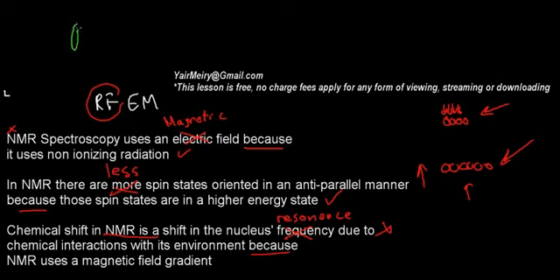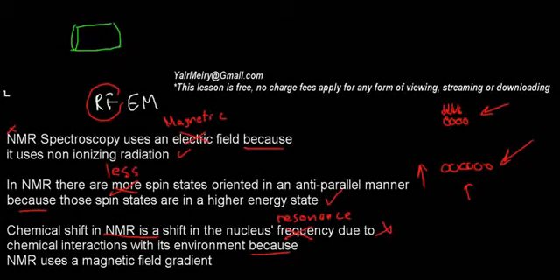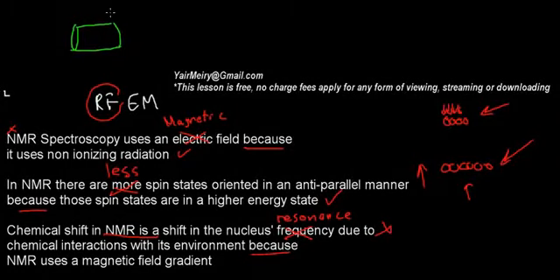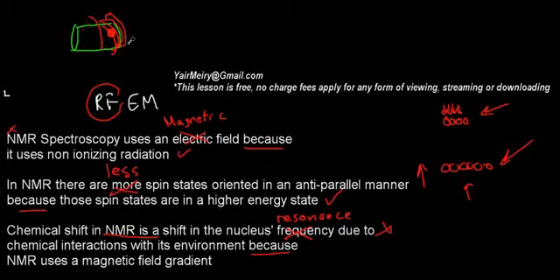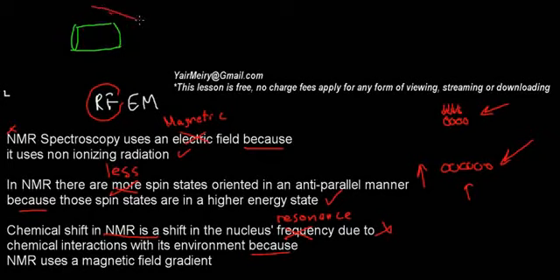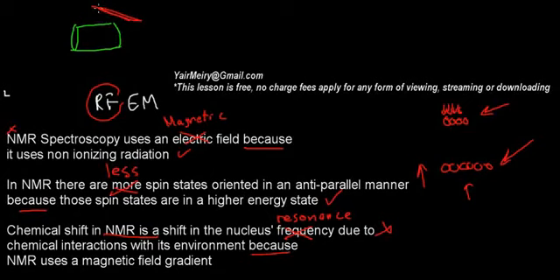A magnetic field gradient, if this is my tube, would be a magnetic field applied in a stronger amplitude in one place than the other. It is not uniform throughout. A magnetic field gradient may look like so, with its components more focused on one point. So this would be incorrect.